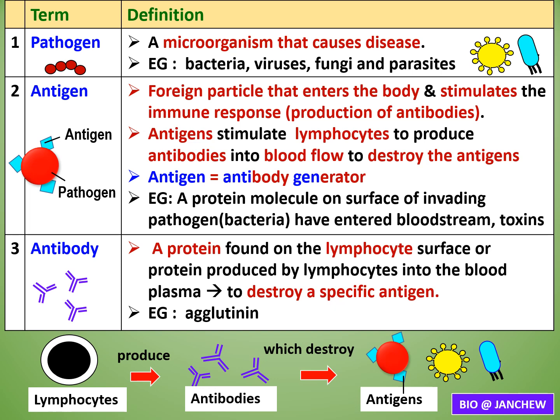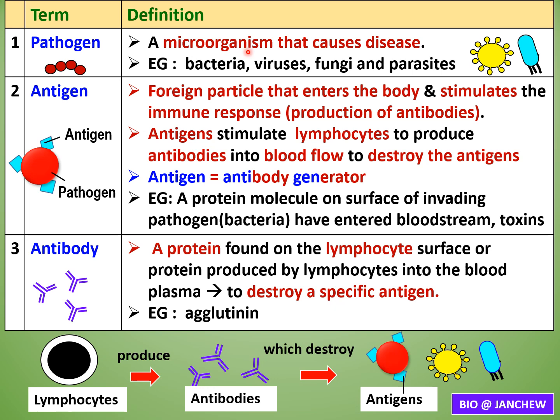Let us look at some terms that are going to be used in this chapter on immunity. The first term is pathogen. A pathogen is commonly known as a germ. G-E-R-M. So think of G-E-N here, and connect it with germ. So a pathogen is a microorganism that causes disease.